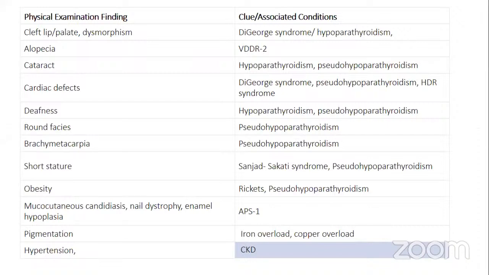In physical examination, physical findings that suggest cleft lip or cleft palate or dysmorphism can point towards syndromic causes like DiGeorge syndrome.